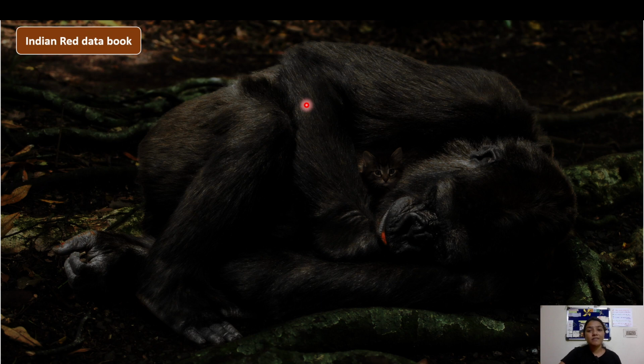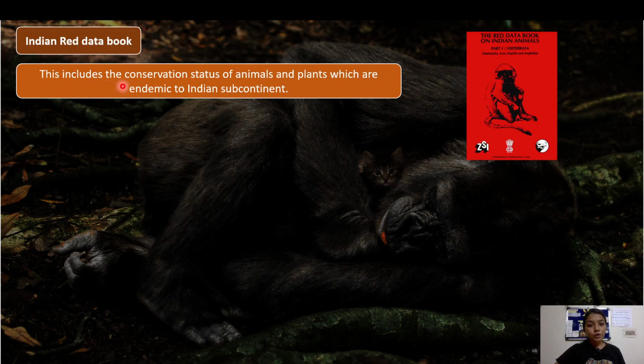So those were the points where I explained how Red Data Books help in conservation. Right now we will take a brief look into the Indian Red Data Book. As I said, Red Data Book is a list of threatened species around the world, and we had also seen that later on every nation was urged to make their own Red Data Book, and hence came into the picture the Indian Red Data Book. This Indian Red Data Book includes the conservation status of animals and plants which are endemic to the Indian subcontinent. So only those plants and animals which belong to India, which cannot be seen anywhere else, are listed in the Indian Red Data Book.